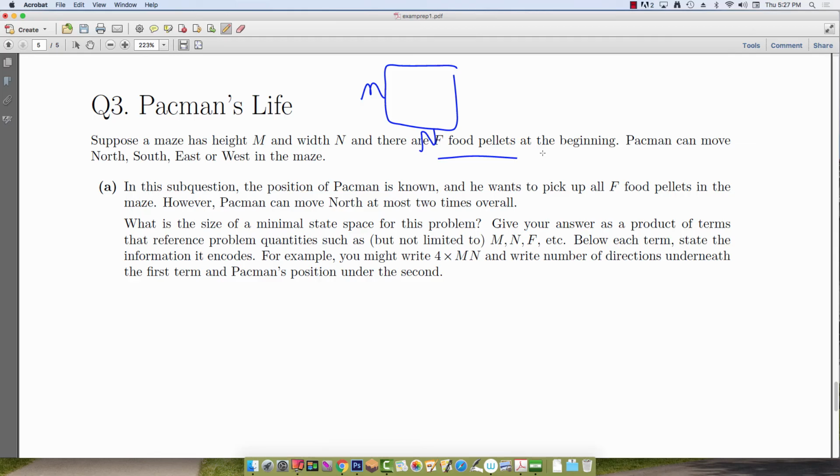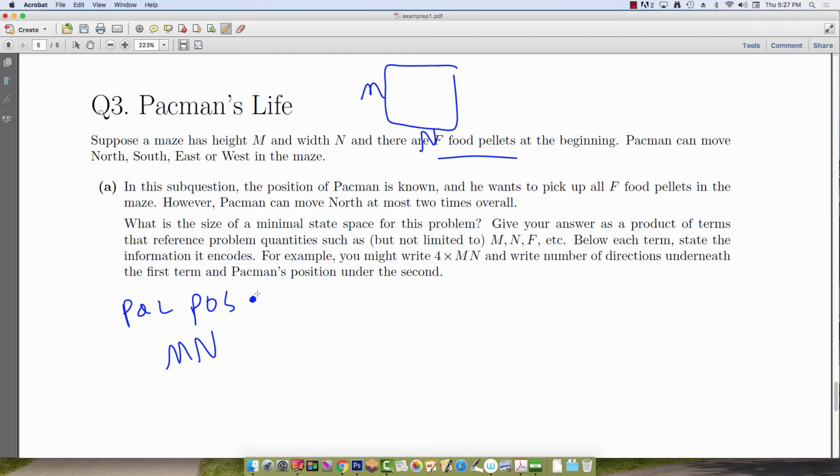So let's go ahead and think about what is important to solve this question. What's important for us to encode in our state? We're definitely going to need Pac-Man's position. There's going to be m times n possibilities for Pac-Man's position.